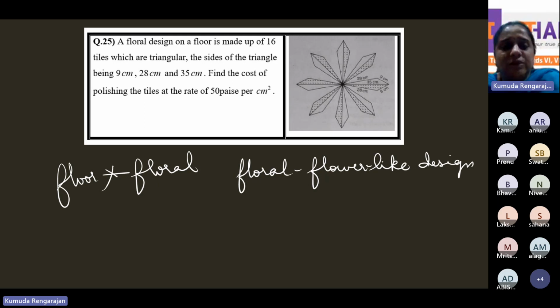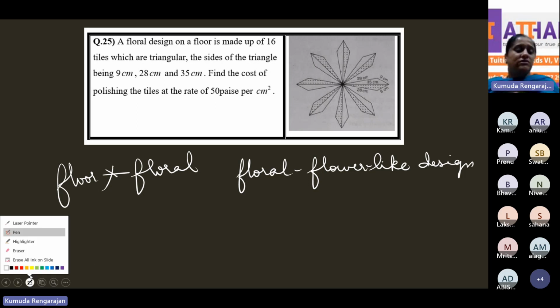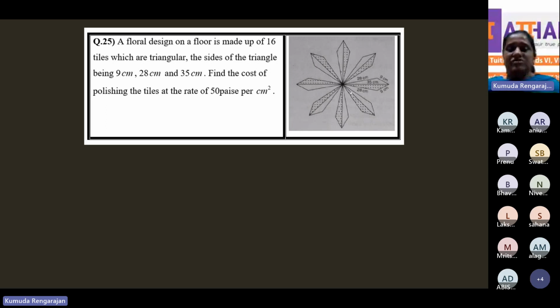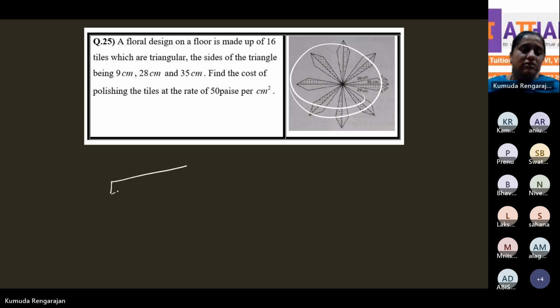A floral design is made on a floor made up of 16 tiles, each of which is triangular. So see here, the tiles are triangular. How is this design made? This is one triangular tile.